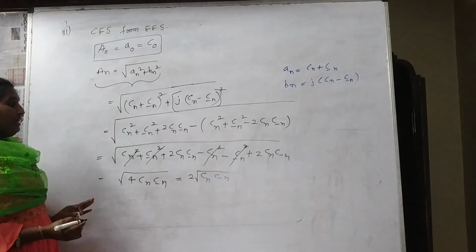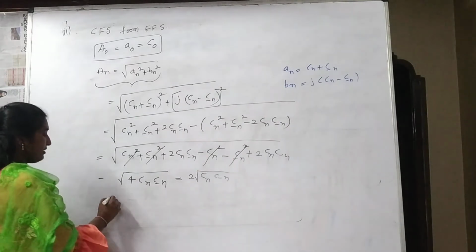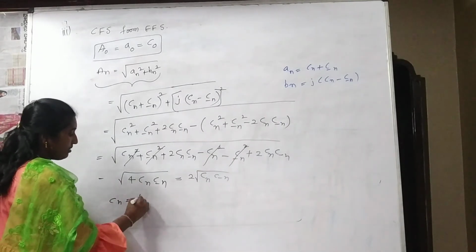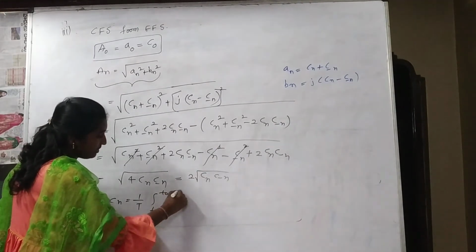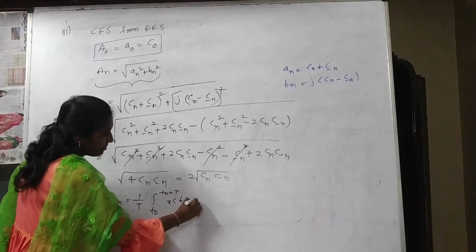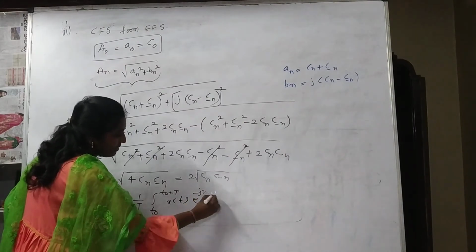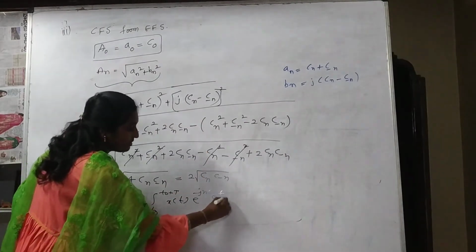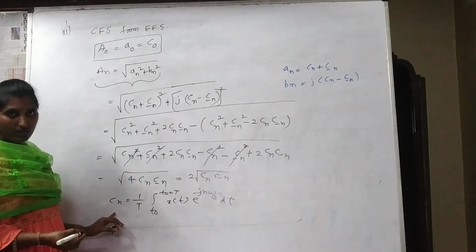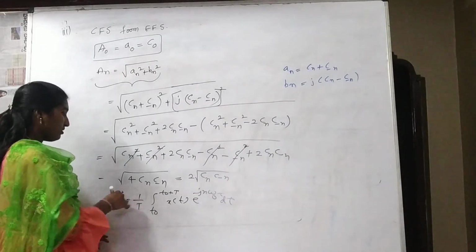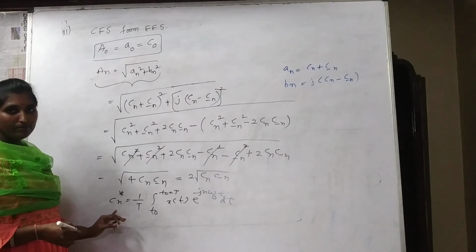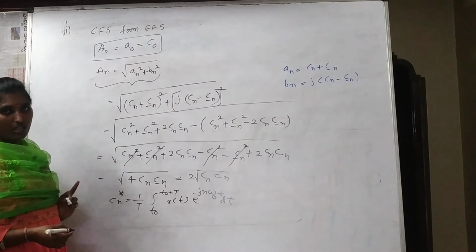Okay, at this point you can write the cn formula once again: 1 by T integral over T, t naught to t naught plus T, x of t e power minus jn omega naught t dt. Isn't it? It is the cn formula. Once I want to make a complex conjugate of this, what will happen? Complex conjugate of cn.